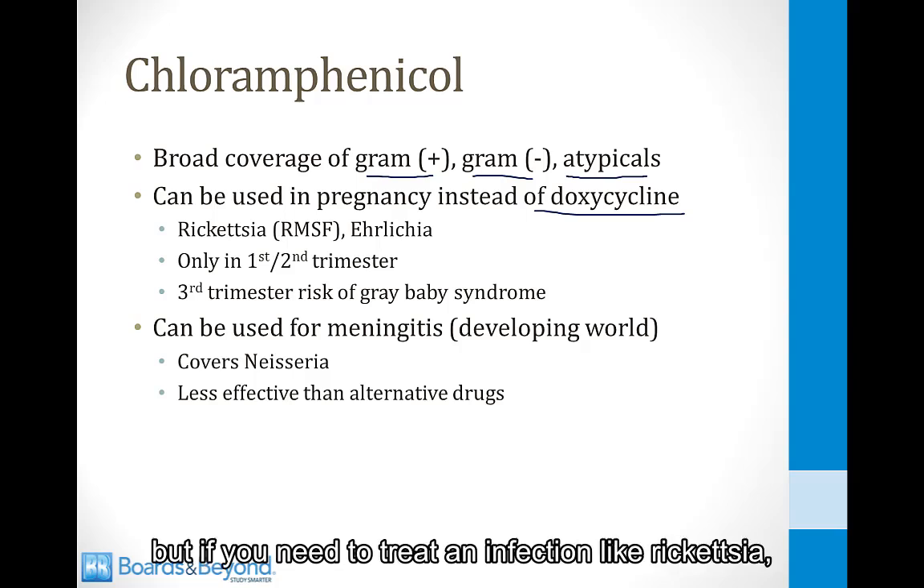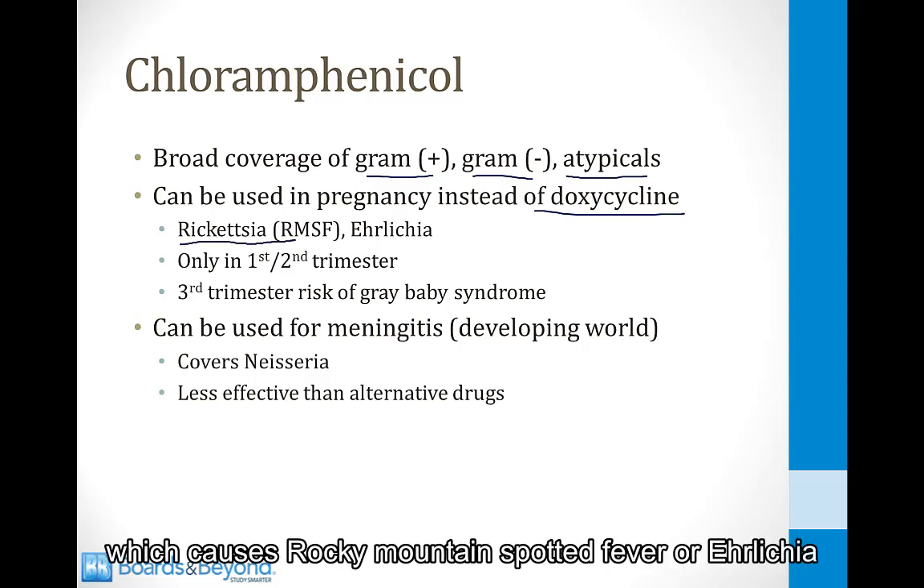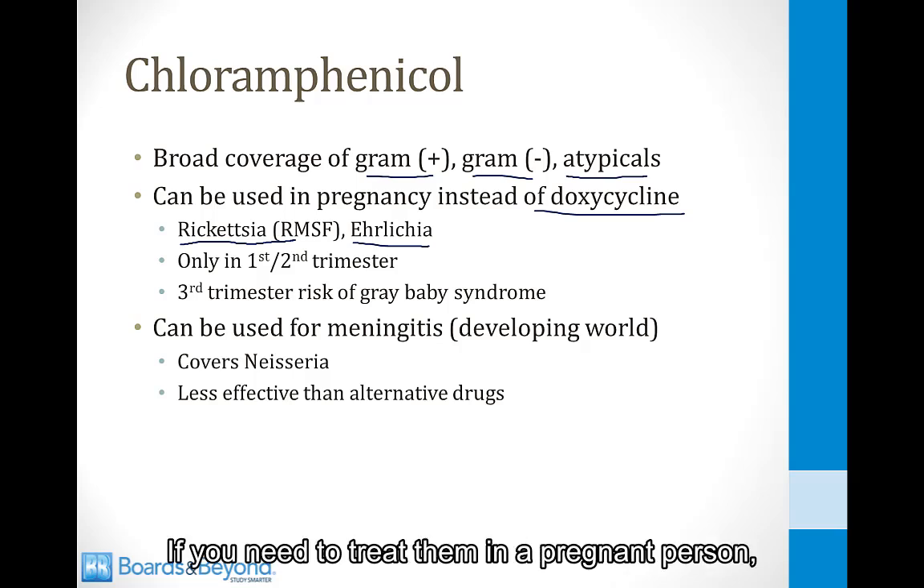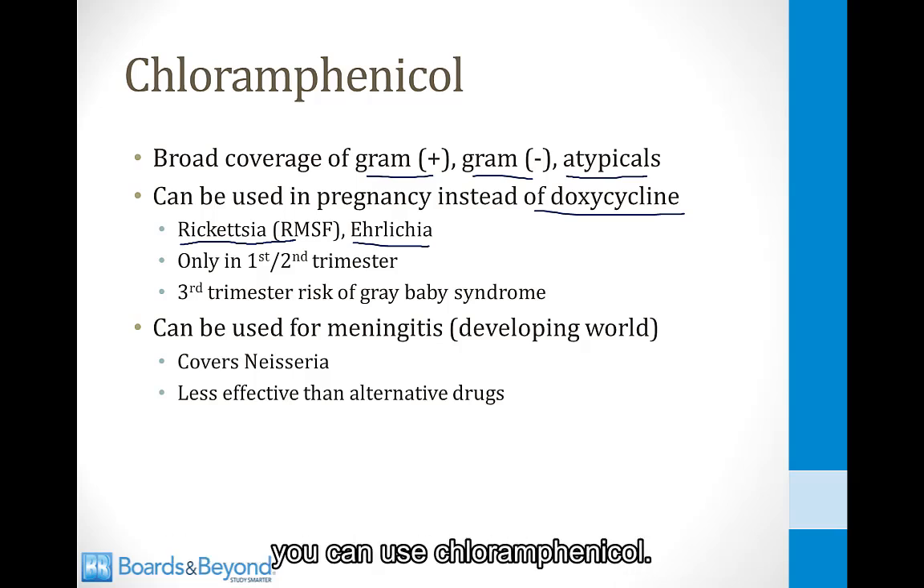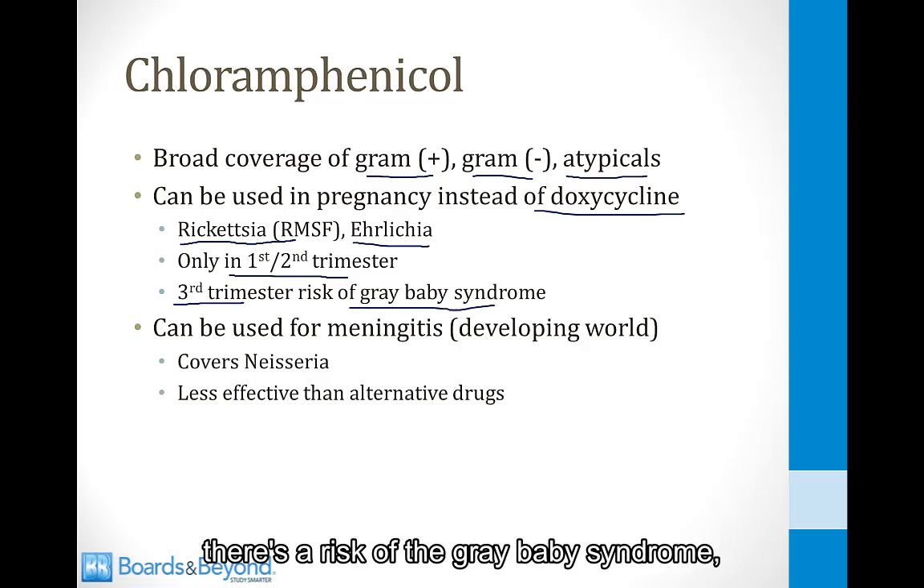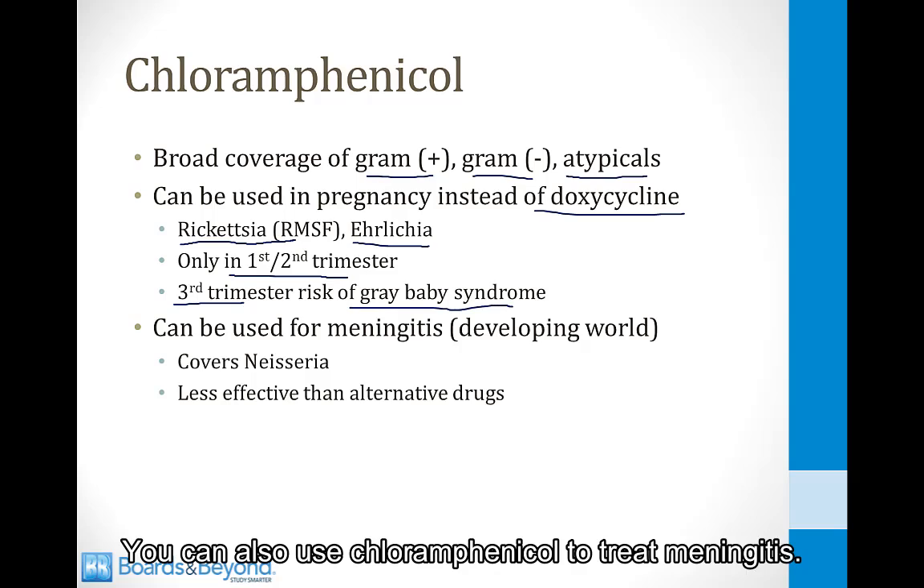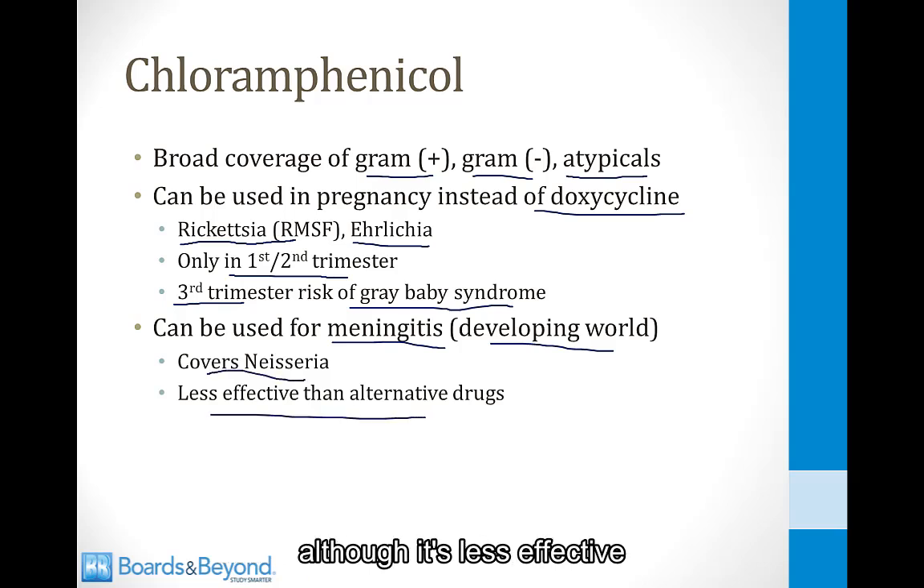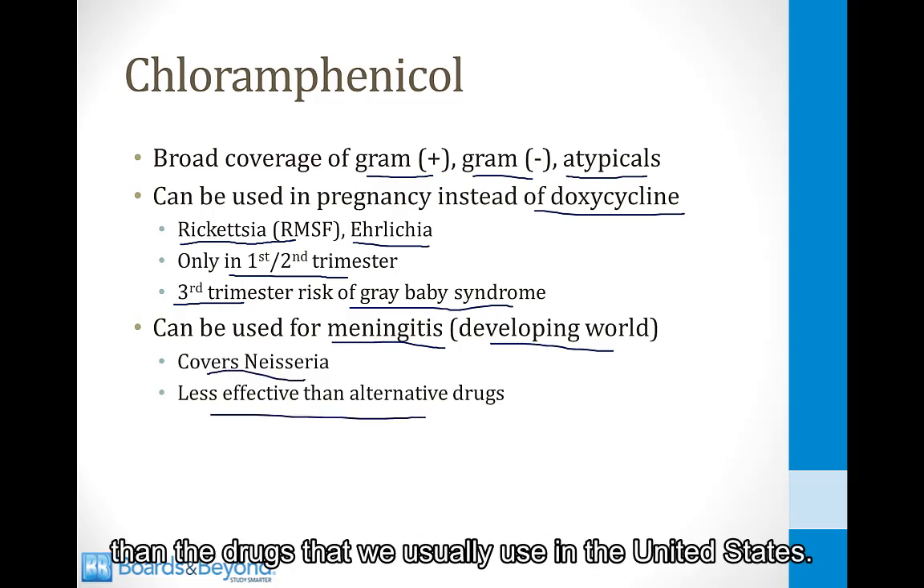But if you need to treat an infection like Rickettsia, which causes Rocky Mountain spotted fever, or Ehrlichia, and these are infections that are often treated with doxycycline, if you need to treat them in a pregnant person, you can use chloramphenicol. However, you can only use it in the first or second trimester because in the third trimester, there's a risk of the gray baby syndrome, which we'll talk about in a minute. You can also use chloramphenicol to treat meningitis. This is done in the developing world because it covers Neisseria meningitidis, although it's less effective than the drugs that we usually use in the United States.